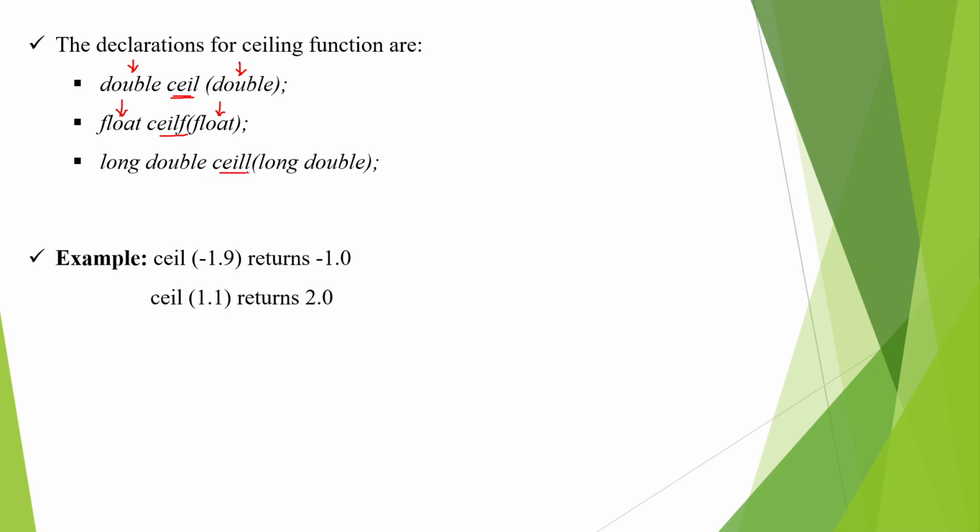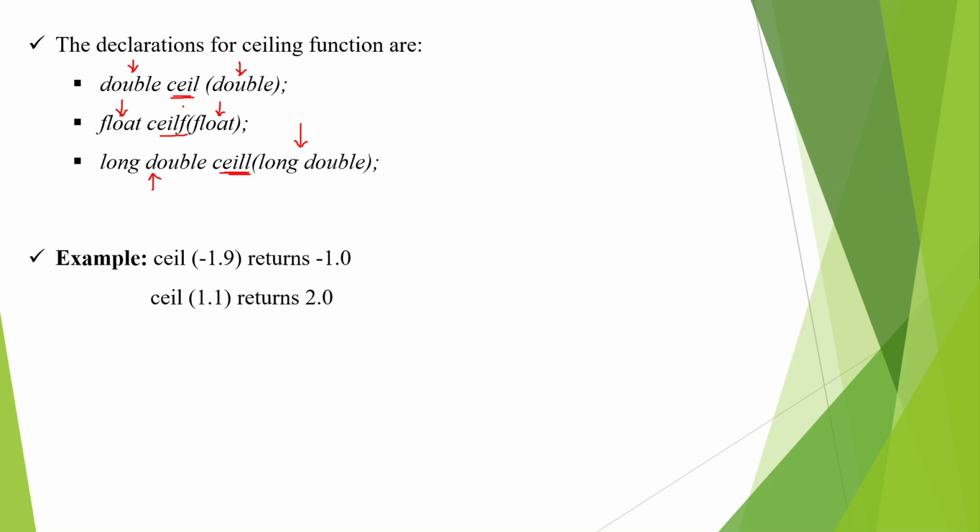And then we have ceil l. Ceil l will take long double input and return long double output. So once again, regular ceil will take a double number as input and return double as output. Then we have ceil f, which always takes float as input and returns a float value as output. Then ceil l will always take a long double input and return a long double output. This is how the ceil function works.